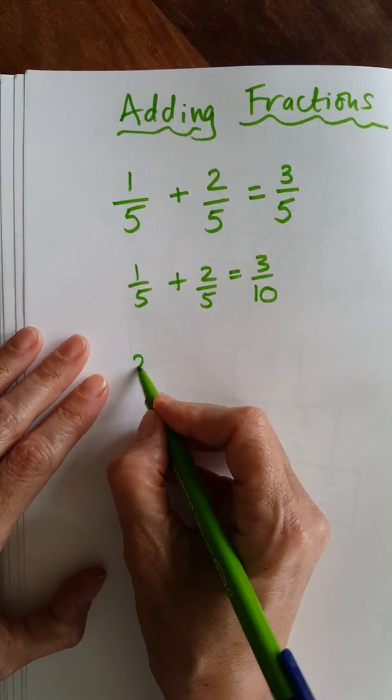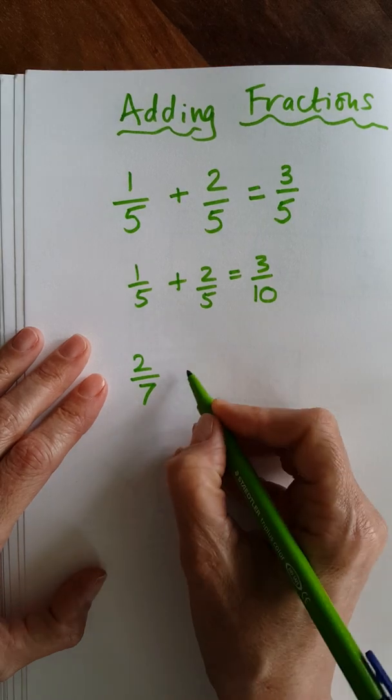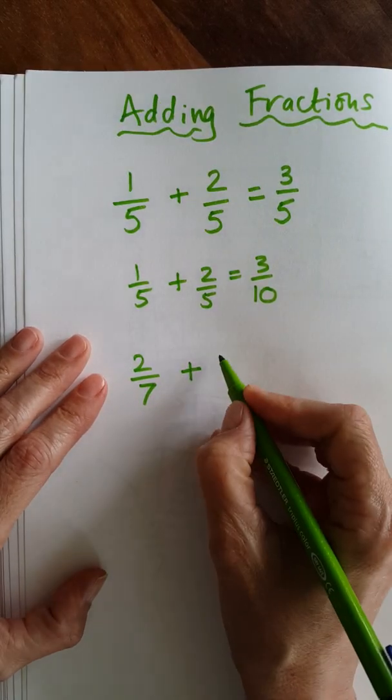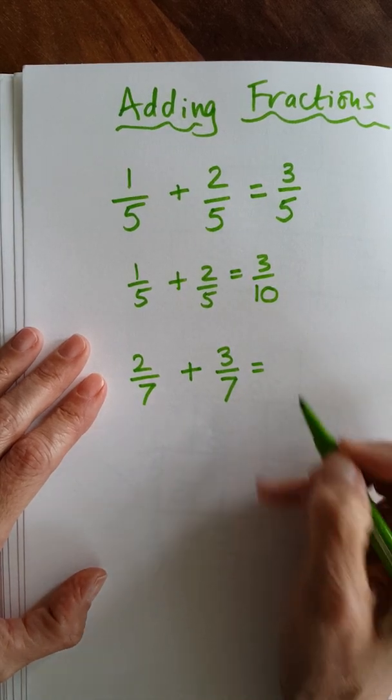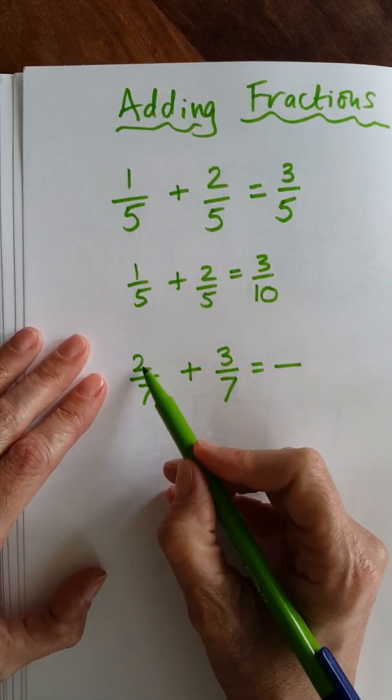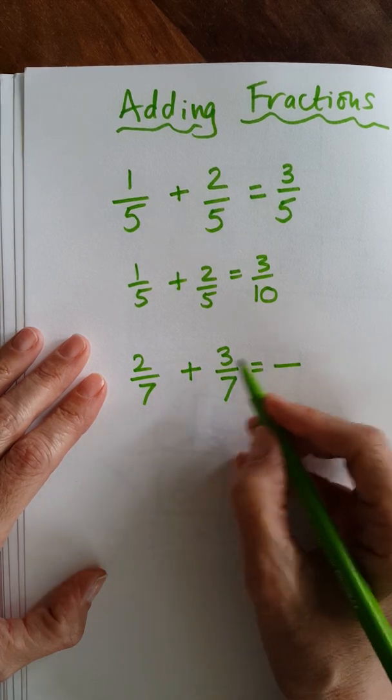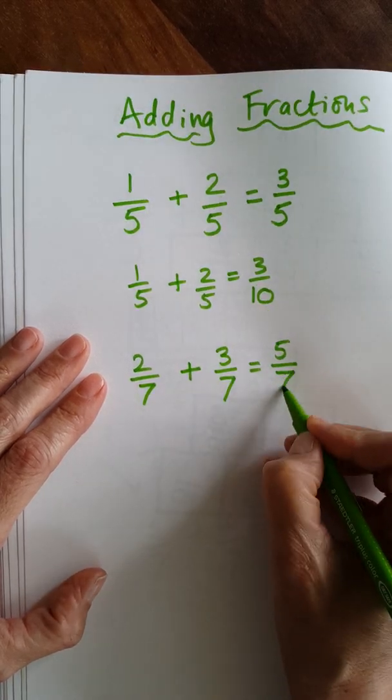If you had 2/7 and you wanted to add 3/7 to that, all you're asking yourself is, how many sevenths have I got in total? 2 and 3 is 5, so you've got 5/7.